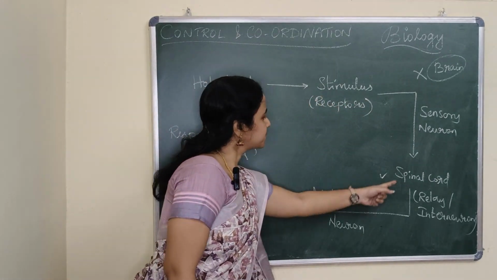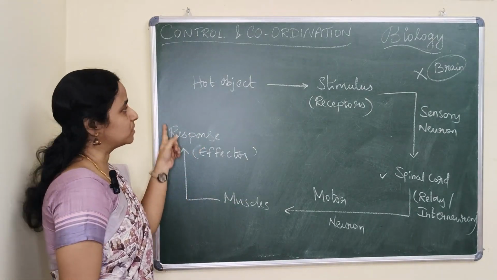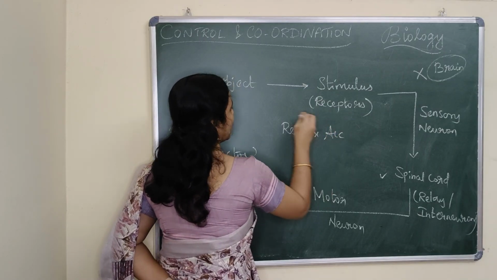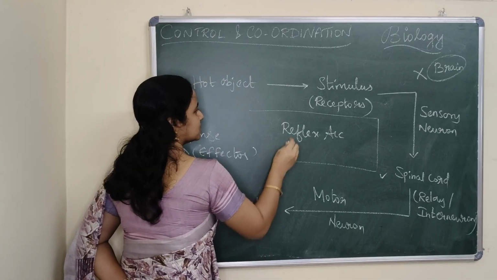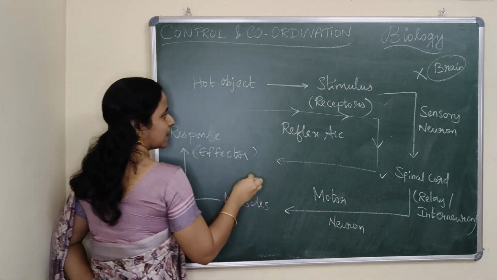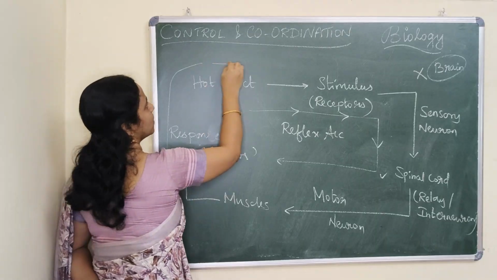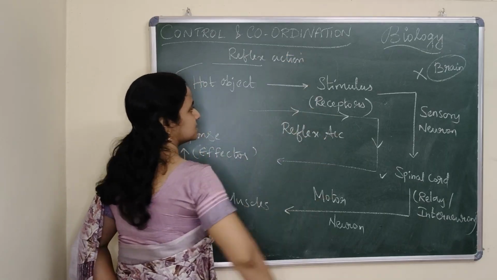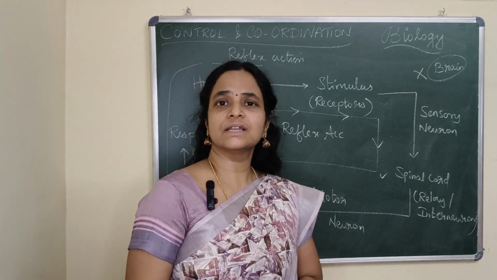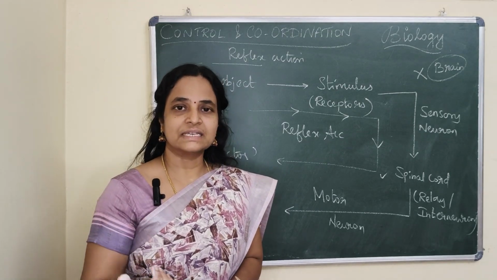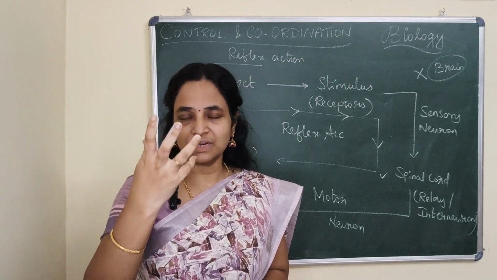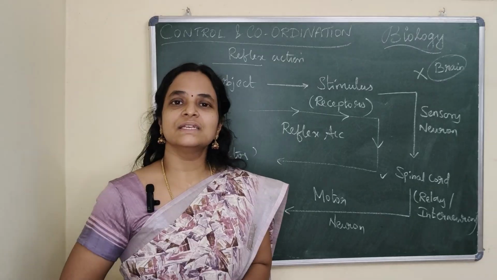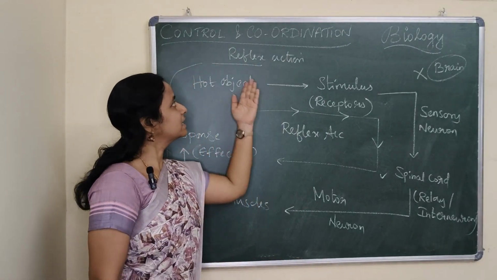So the pathway from the hot object to the response, that pathway you call the reflex arc. So how it is carried out? That pathway you call the reflex arc, and the total process you call the reflex action. So not only touching a hot object, sometimes sneezing, even a torchlight, or when dust enters your eyes, we immediately blink or try to close them. All these are a few examples of the reflex arc and the reflex action.